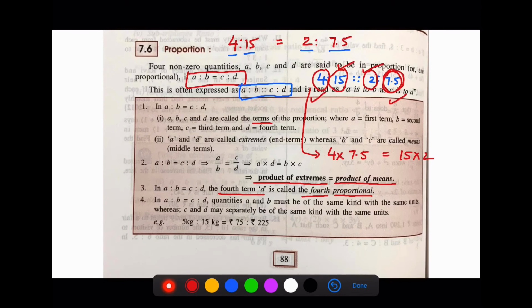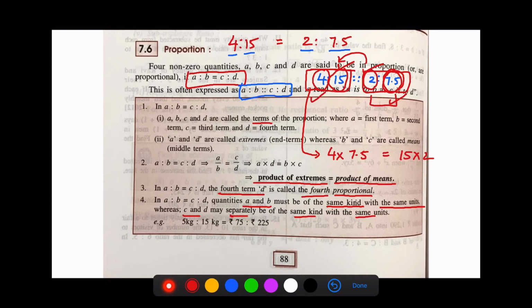And here quantities A and B must be of the same kind with same units, whereas C and D may separately be of the same kind and say same units. So 4 and 15 should have been the same kind and with same units. And 2 and 7.5, they can be different from the previous ratio in terms of what kind of numbers they represent or what units they are expressed in. But among these two numbers, 2 and 7.5, they have to be the same kind and the same units.